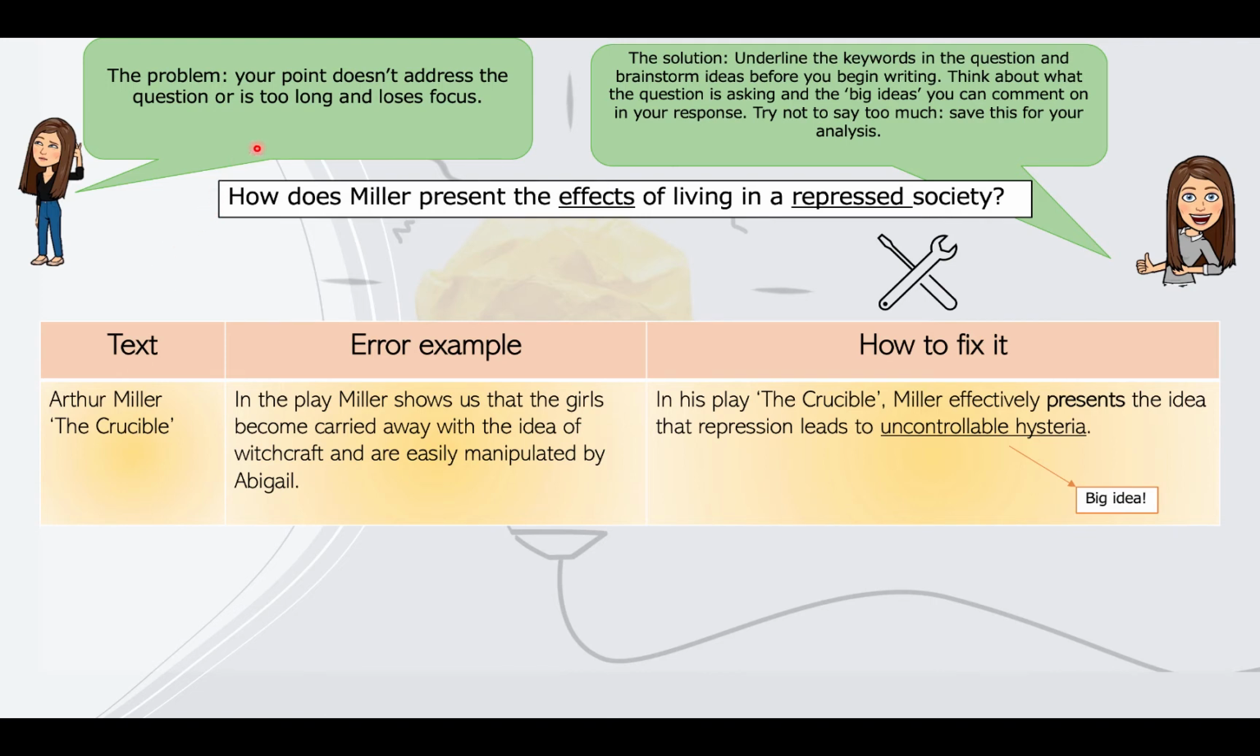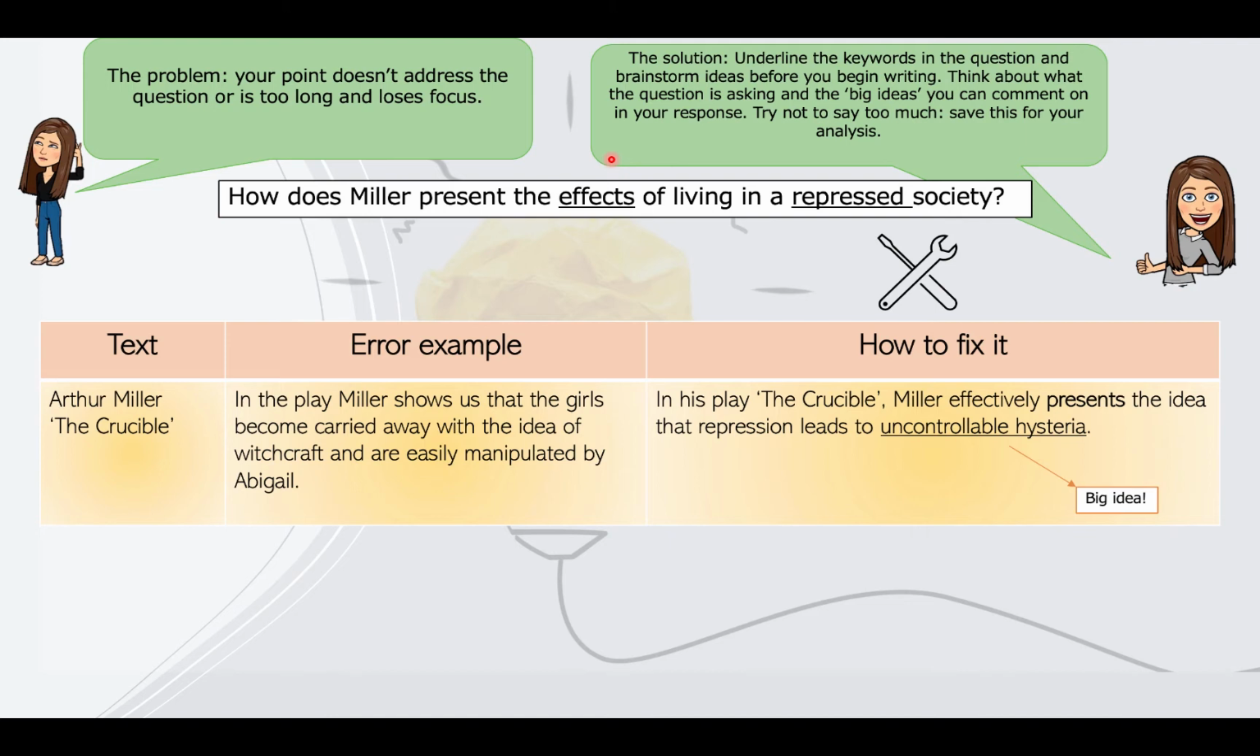So the problem is that your point either doesn't address the question, or it's too long and it loses focus, which means that it becomes a little bit too confusing for the examiner. They're not quite sure what your idea is or the direction that your essay or this particular part of your essay is going in. So what is the solution?